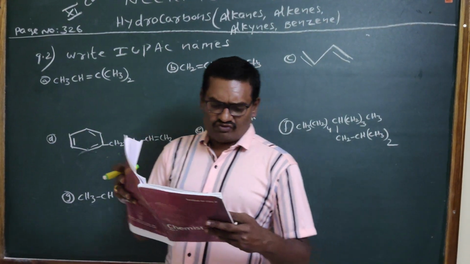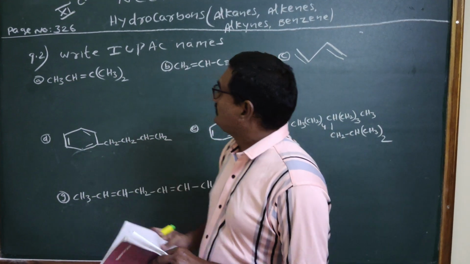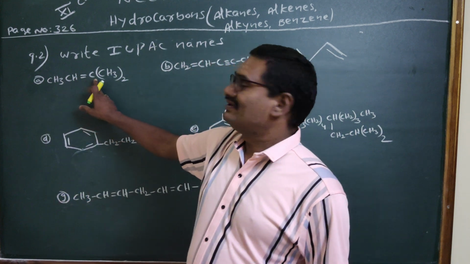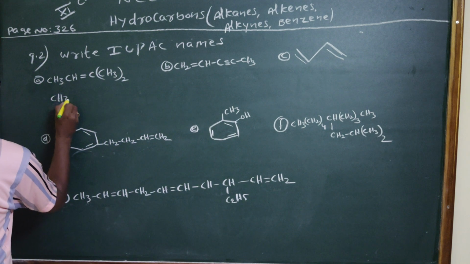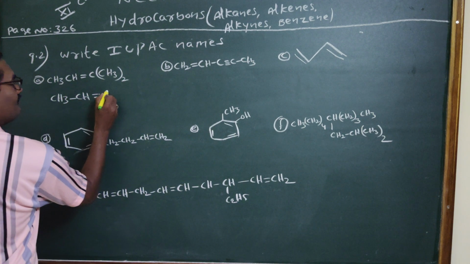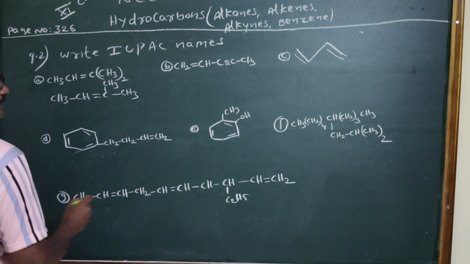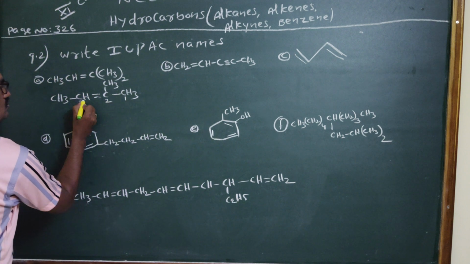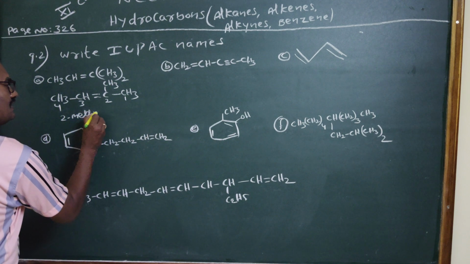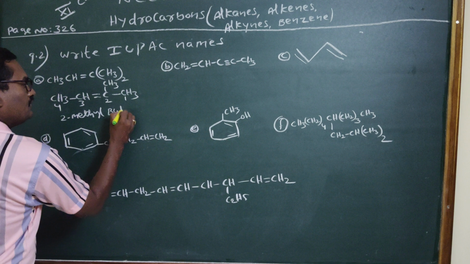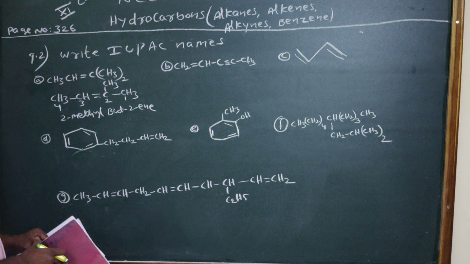Next one, write IUPAC names of the following compounds. Number one: CH3-CH=C(CH3)2, which can be written as CH3-CH=C(CH3)-CH3. The numbering is 1, 2, 3, 4. So the name is 2-methylbut-2-ene, with the double bond at the second place, E. So 2-methylbut-2-ene.